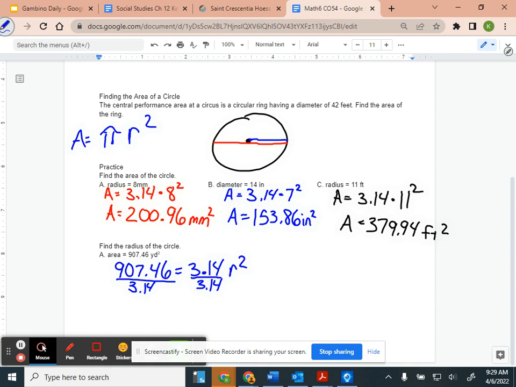So what is 907.46 divided by 3.14? Equals r squared. Ooh, it's r squared. How do I get to r? Do you know, Gabby?